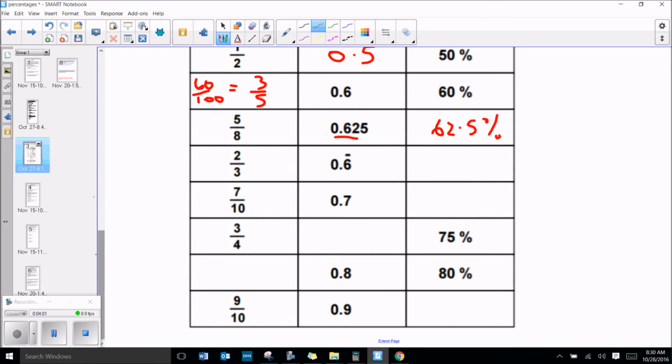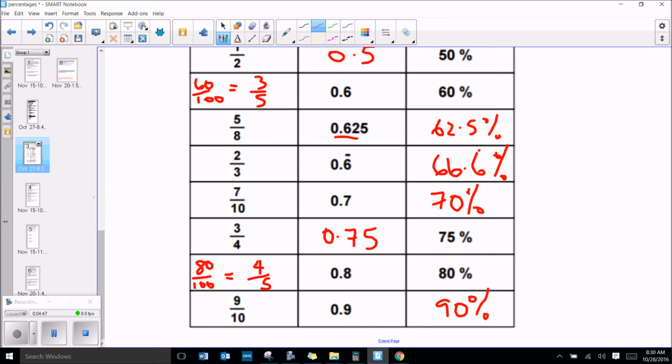2/3, 0.6 recurring would be 66.6 recurring percent. 7/10 or 0.7 would be 70%. 3/4 or 75% would be 0.75. 80% would be 80 over 100, which is 4/5. 9 over 10 is 0.9, so that would be 90%.